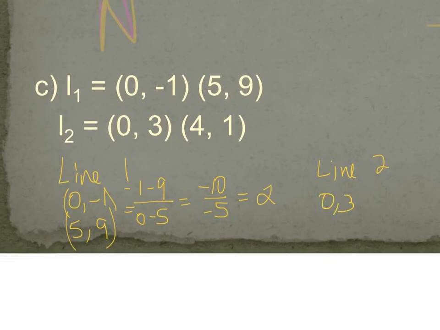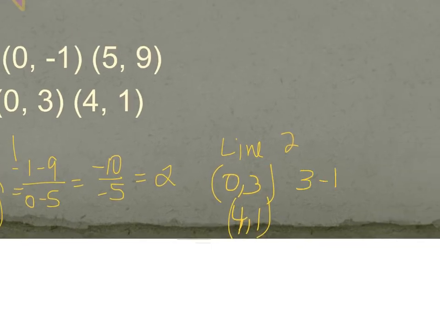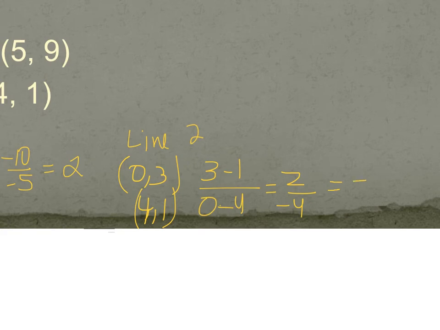All right, let's do line 2. I have 0, 3, and 4, 1. So 3 minus 1 over 0 minus 4. You guys agree? Okay, so it's 2 over negative 4, which reduces to negative 1/2.